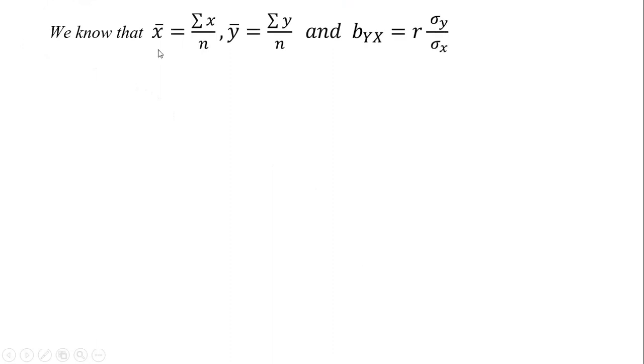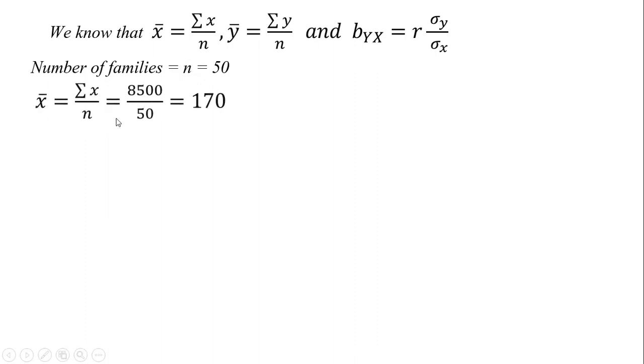So we know that x bar is summation x upon n, y bar is equal to summation y upon n, and byx is given by this formula, r into sigma y upon sigma x. The number of families n is equal to 50. X bar is equal to summation x upon n. We have to substitute these values: 8500 upon 50 is equal to 170. Y bar is equal to summation y upon n is equal to 9600 upon 50 is equal to 192.